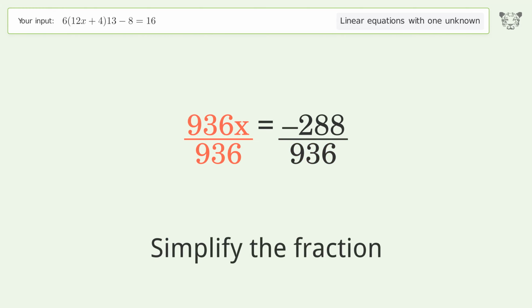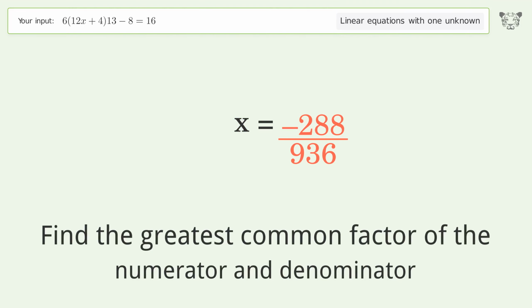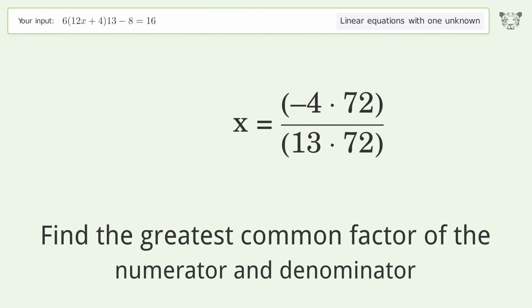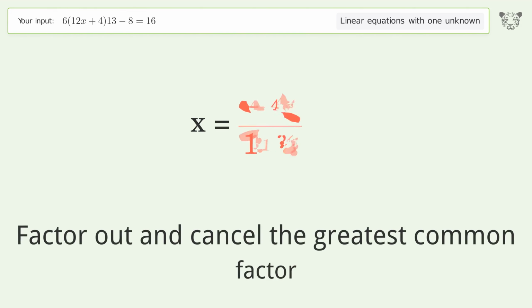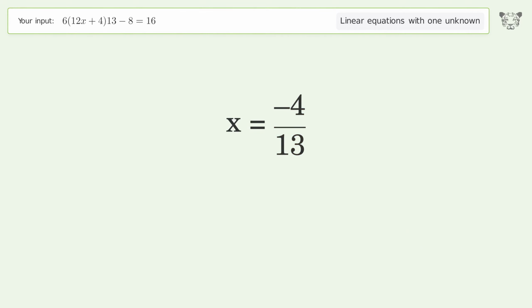Simplify the fraction. Find the greatest common factor of the numerator and denominator. Factor out and cancel the greatest common factor. And so the final result is x equals -4/13.